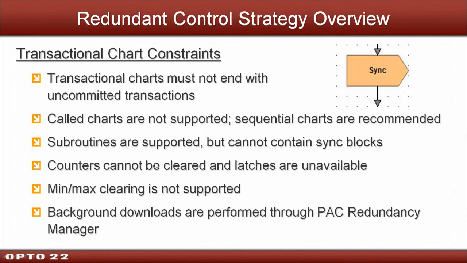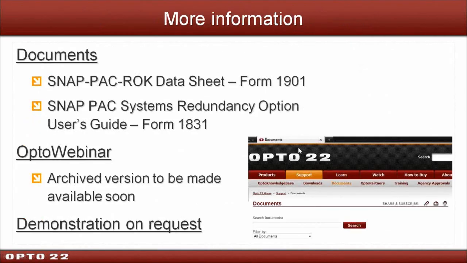But rather than go into detail of each of these in this presentation, I highly recommend viewing our SNAP PAC Systems Redundancy Option Users Guide, Form 1831. It is available on our website, so you can look at it and review. It's going to go over much of what I covered here, but of course get into a fair amount of detail. It's a 60-page document. It's worth reading. It spells everything out very clearly.